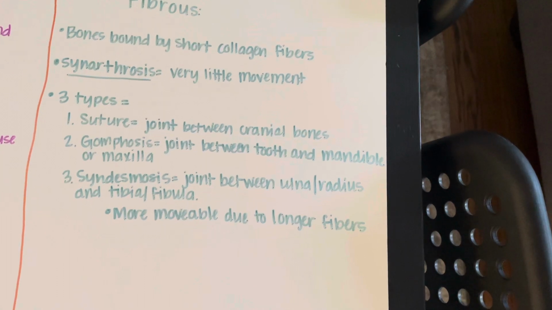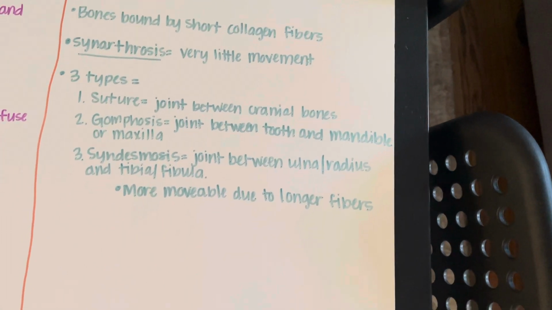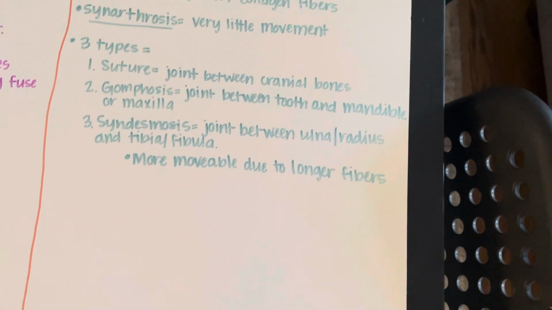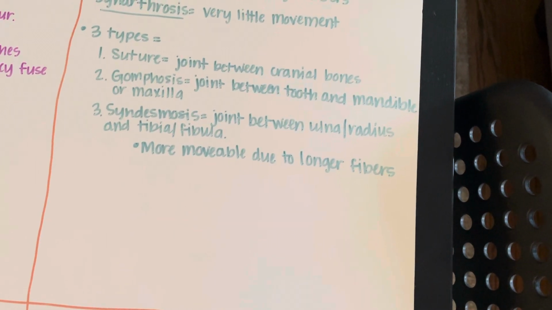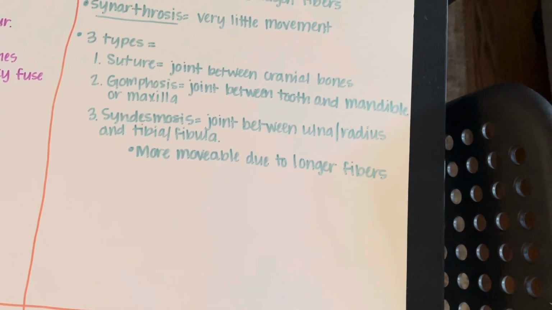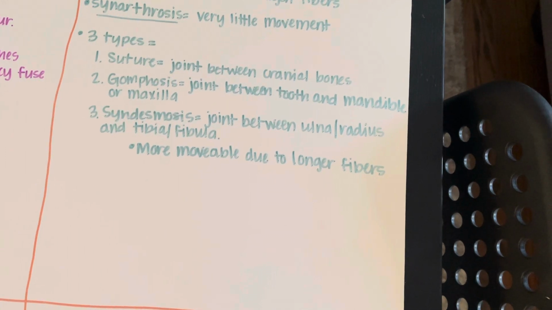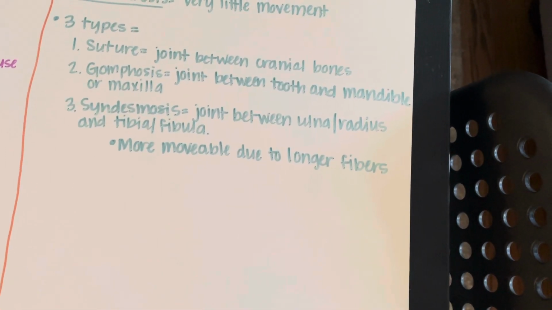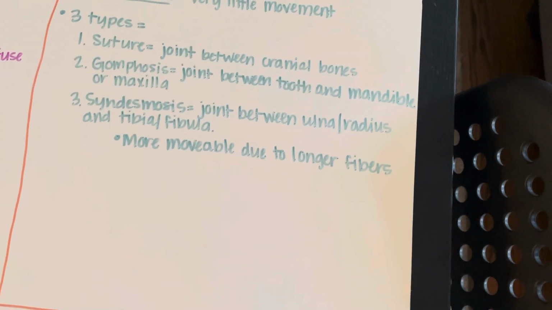Gomphosis, which is between the tooth and the mandible or maxilla. And then syndesmosis is the joint between the ulna and radius and the tibia and fibula. And this is more movable due to the longer collagen fibers.